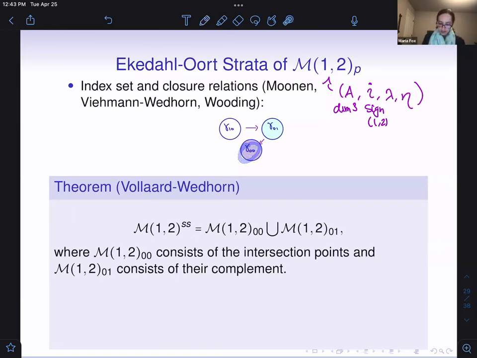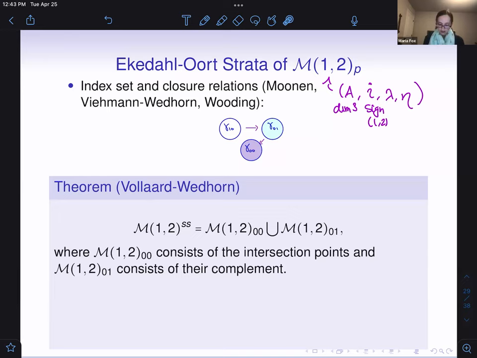This stratum is closed, the closure of this one is this one, and the closure of this one is this one. And this one, closure relations go like so. Then what I'd like to draw your attention to is that following results in the paper of Vollaard and Wedhorn, they described how the supersingular locus interacts with the stratification. And in fact, the supersingular locus is a union of exactly two strata.